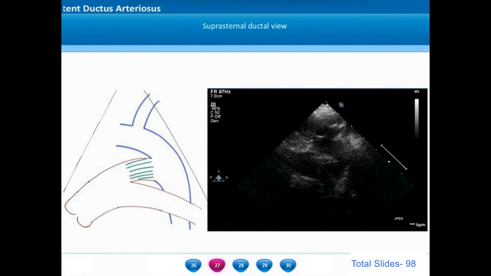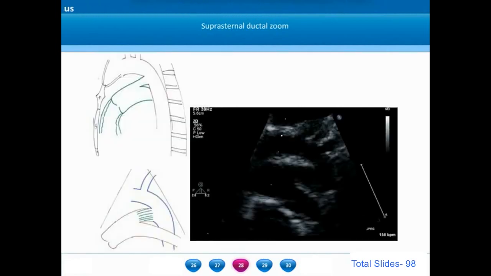In the suprasternal ductal view, we see the distal portions of the aortic arch and the proximal descending thoracic aorta, and the aortic end of the PDA far more clearly. We need to bring the probe in the suprasternal view to a more sagittal plane to get this picture. Once we get the ductus in the suprasternal ductal view, we then magnify on the region of the ductus to get a better visualization and then start measuring the ductus.